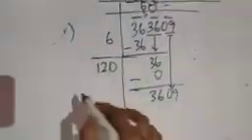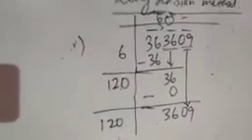Clear? Now the quotient is 60. So we will multiply it by 2, that is 60 into 2, 120. Clear? Next, 3.